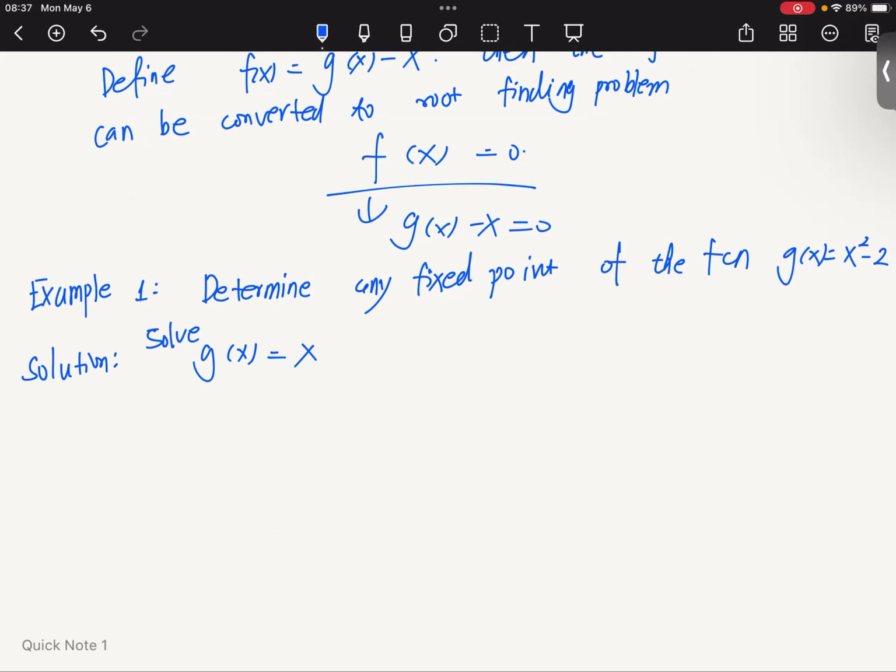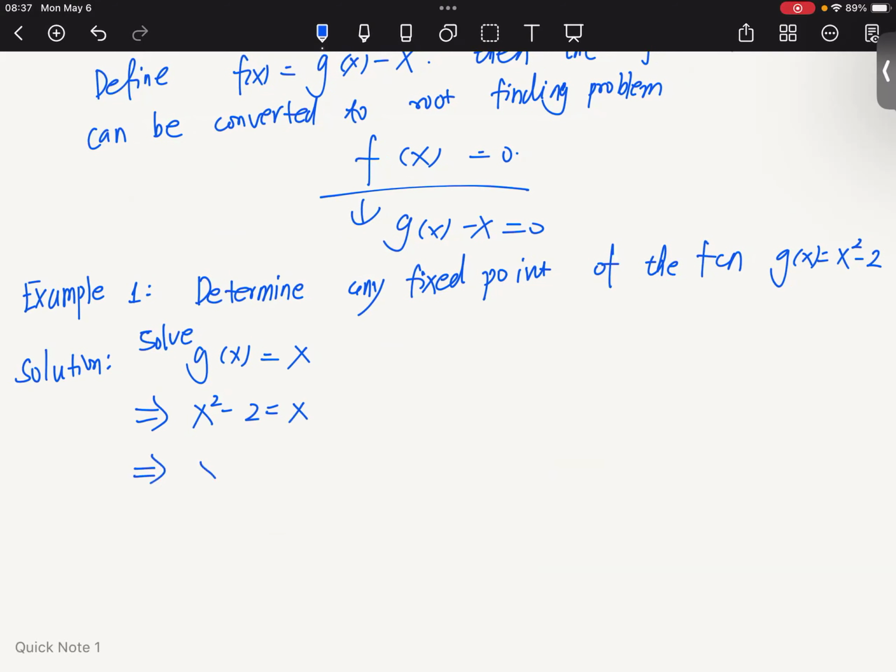And this is by the definition of the fixed point. Does it make sense? Because we evaluate at x and then it equals x. It doesn't change the point position. And so we are going to solve this equation, which means that we need to solve x squared minus 2 equals x. This gives us x squared minus x minus 2 equals 0.